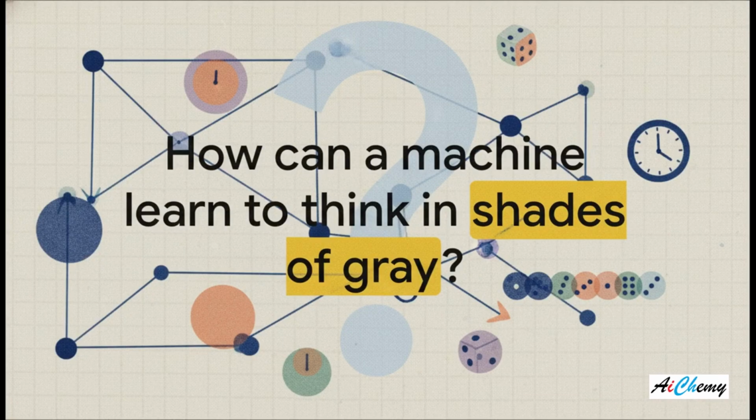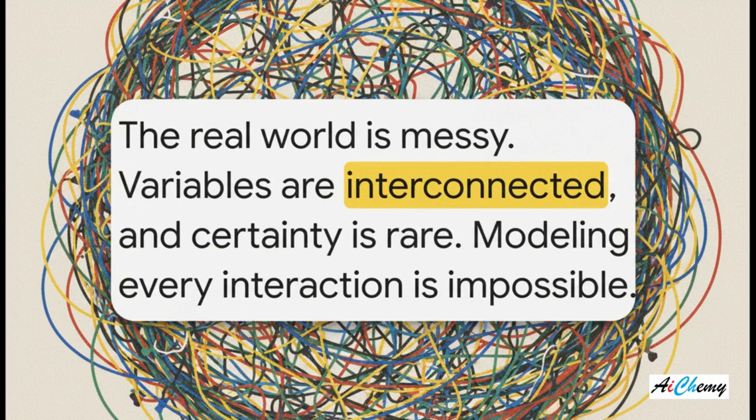So, really, the big question is this: how can a machine learn to think in shades of gray instead of just seeing things in black and white? The real world isn't about ones and zeros. It's about maybes and probablys. And it turns out there's this really powerful tool called a Bayesian network that's designed to do exactly that, to reason with uncertainty.